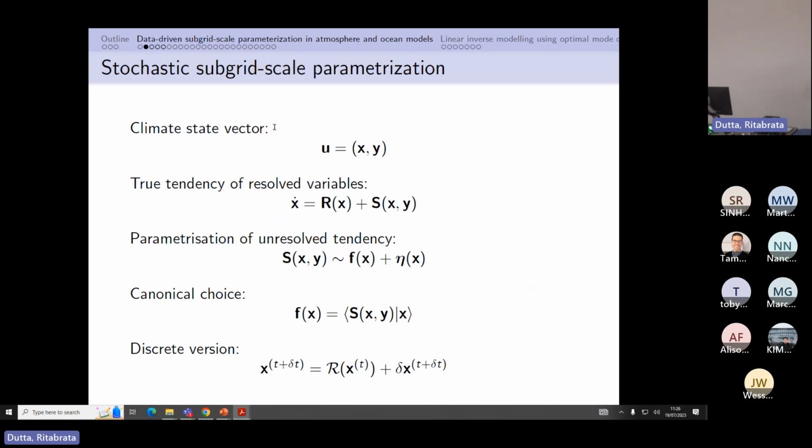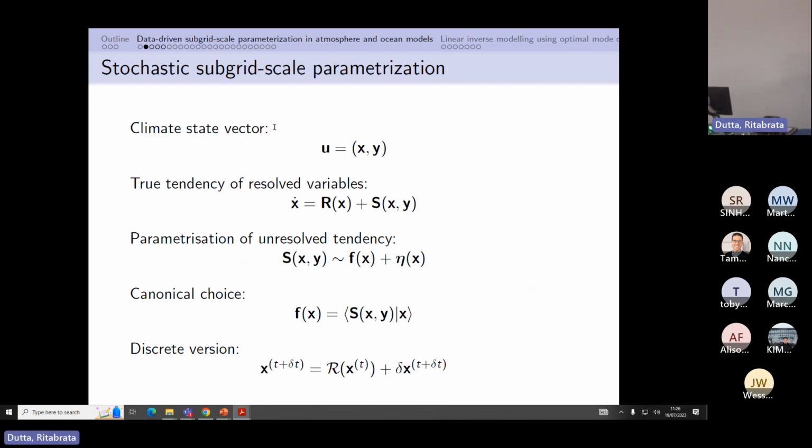So we want to keep this X dot equal R of X. That's the resolved stuff we know from physics. We want to keep this because we know the equations of motion. And then we want to parameterize this S function. This will be some process conditional on the state of X, conditional on the state of the resolved variables.